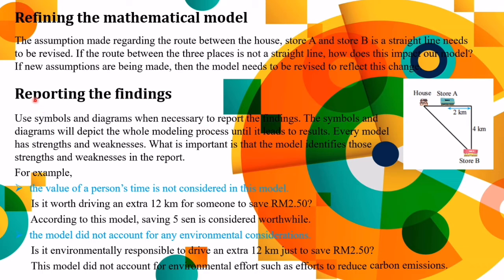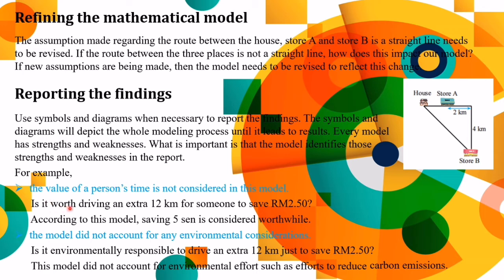In the last part, we need to report the findings. Use symbols and diagrams when necessary to report the findings. The symbols and diagrams will depict the whole modeling process until it leads to results. Every model has strengths and weaknesses. What is important is that the model identifies those strengths and weaknesses in the report. For example, the value of a person's time is not considered in this model. This is one of the weaknesses in the model.